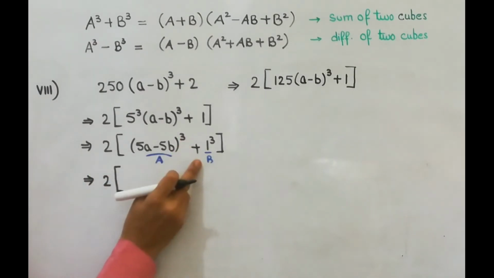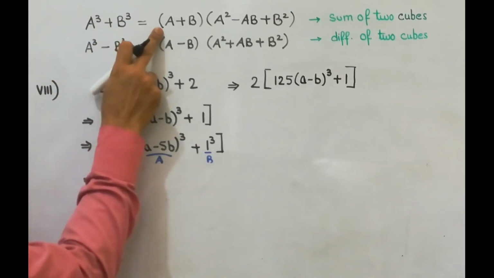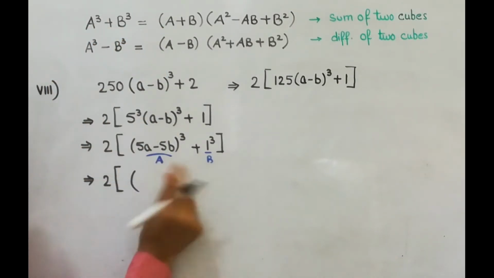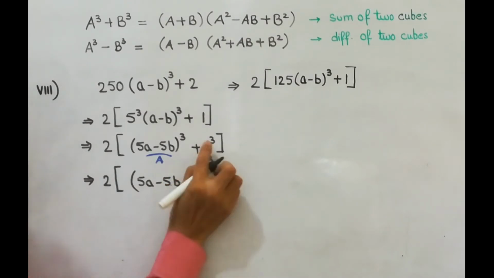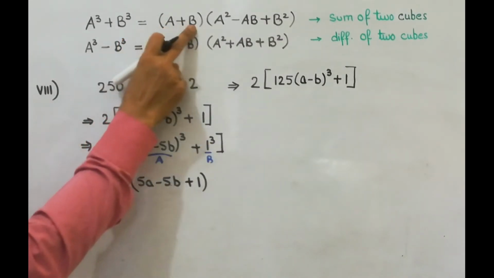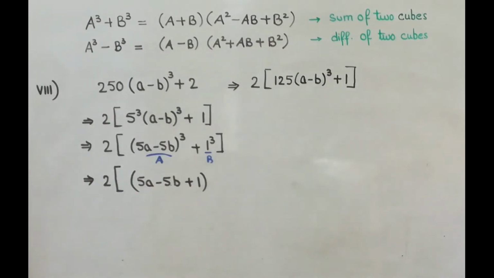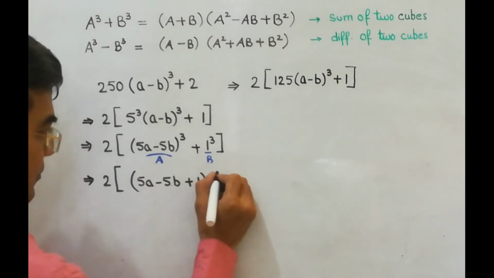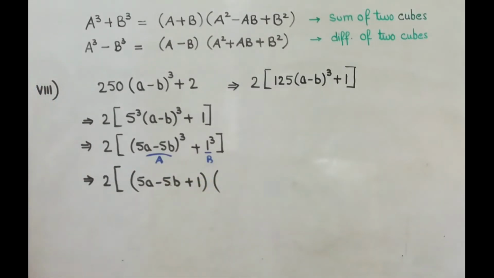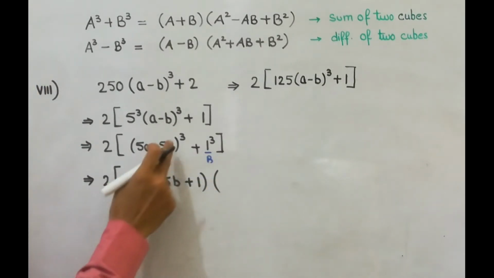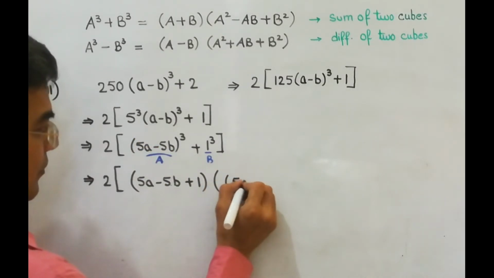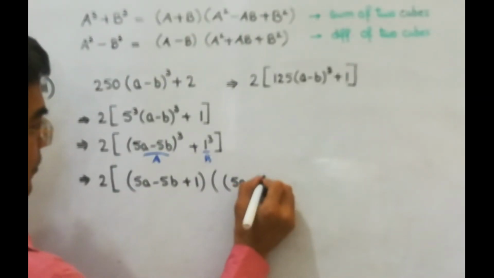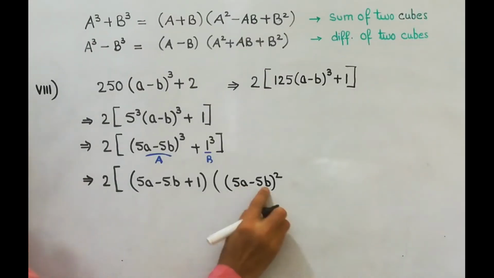Now a cube plus b cube, in the first bracket you are going to write a plus b. This is your a, and then plus b, this is your b. So in the first bracket you are going to write a plus b. Hope this is clear. Now in the second bracket, first of all you have to write square of a, and now this is a, so you are going to write square of it. This is your a square.